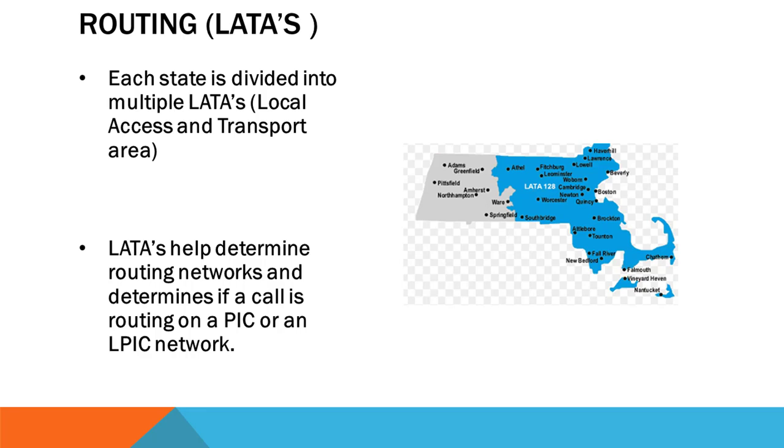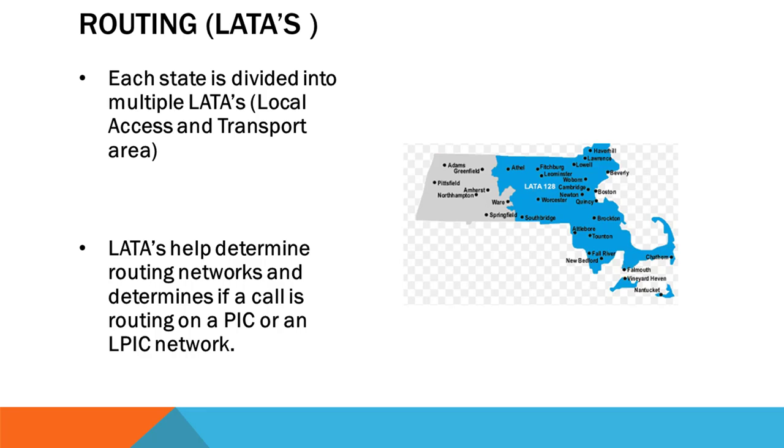But say we're in Cambridge and we're going to make a call way down here on the Cape. Because that's past the 25 miles for the local calling radius, that's going to be considered a local long distance call, of course. And that is going to be routing over the LPIC network. So just remember that the main difference between long distance calls and local long distance calls are the PICs that they are routing over. Long distance calls will always be routed on the PIC network, and local long distance calls will always be routed on the LPIC network.